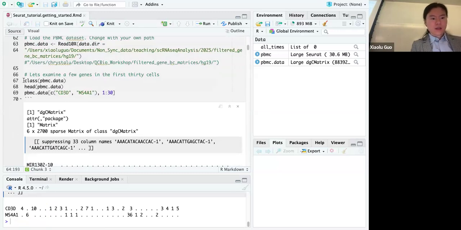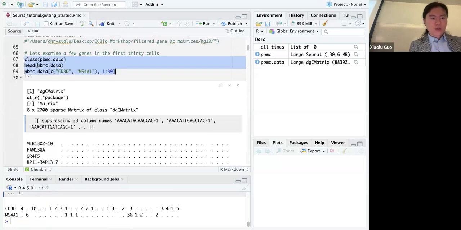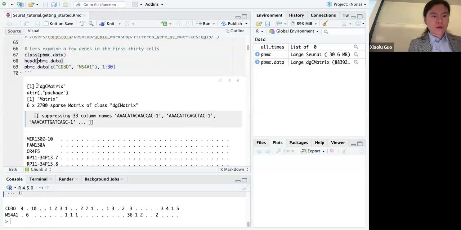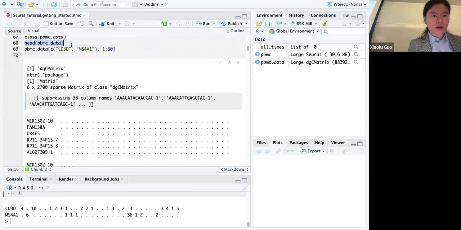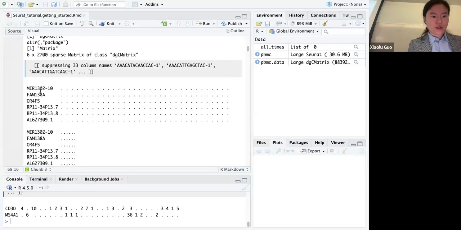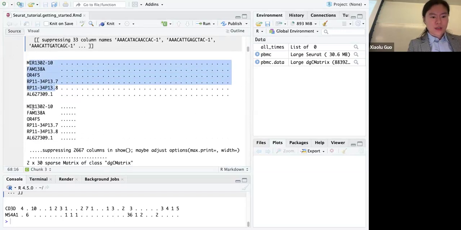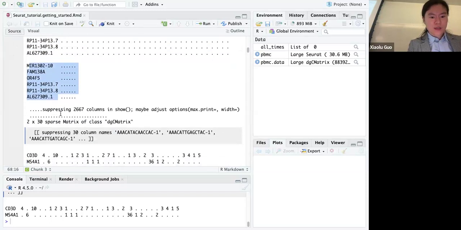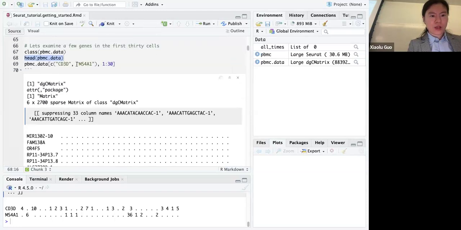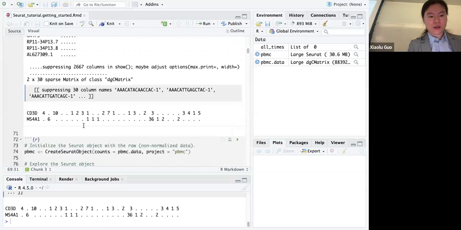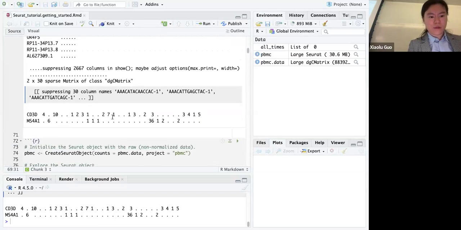And then here is some exploration of the data. As you can see, this is a matrix, and you can display the head of this data. Here it shows the genes and the gene names, and you can print the first 30 cells, and then you can see some values here.